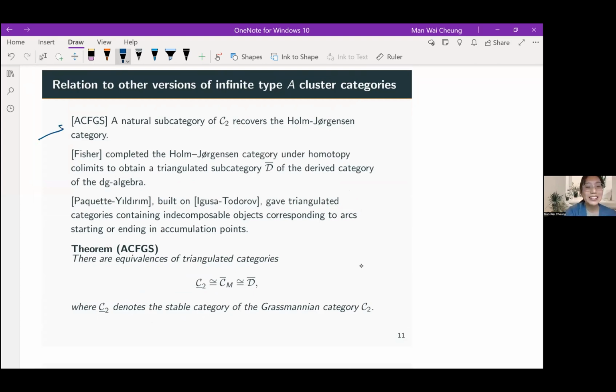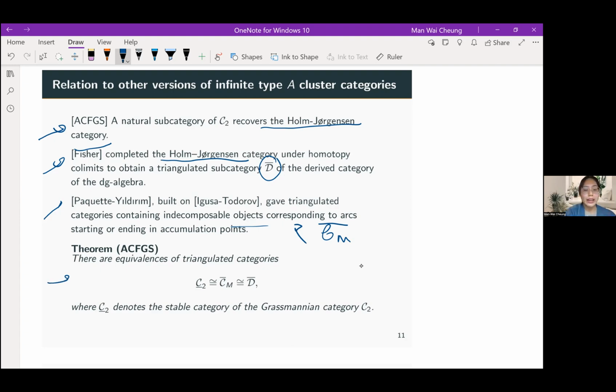First, what we have is a very large subcategory of our category. We cover the Holm-Jørgensen A infinity category. And Fisher studied the completed Holm-Jørgensen category under homotopy limit, and then he obtained this D-bar triangulated subcategory. And we also have Paquette-Yıldırım's category, which is built on the Holm-Jørgensen category. And what they have is the indecomposable object corresponding to arcs starting and ending at the accumulation point. And here their category will be denoted in this way.